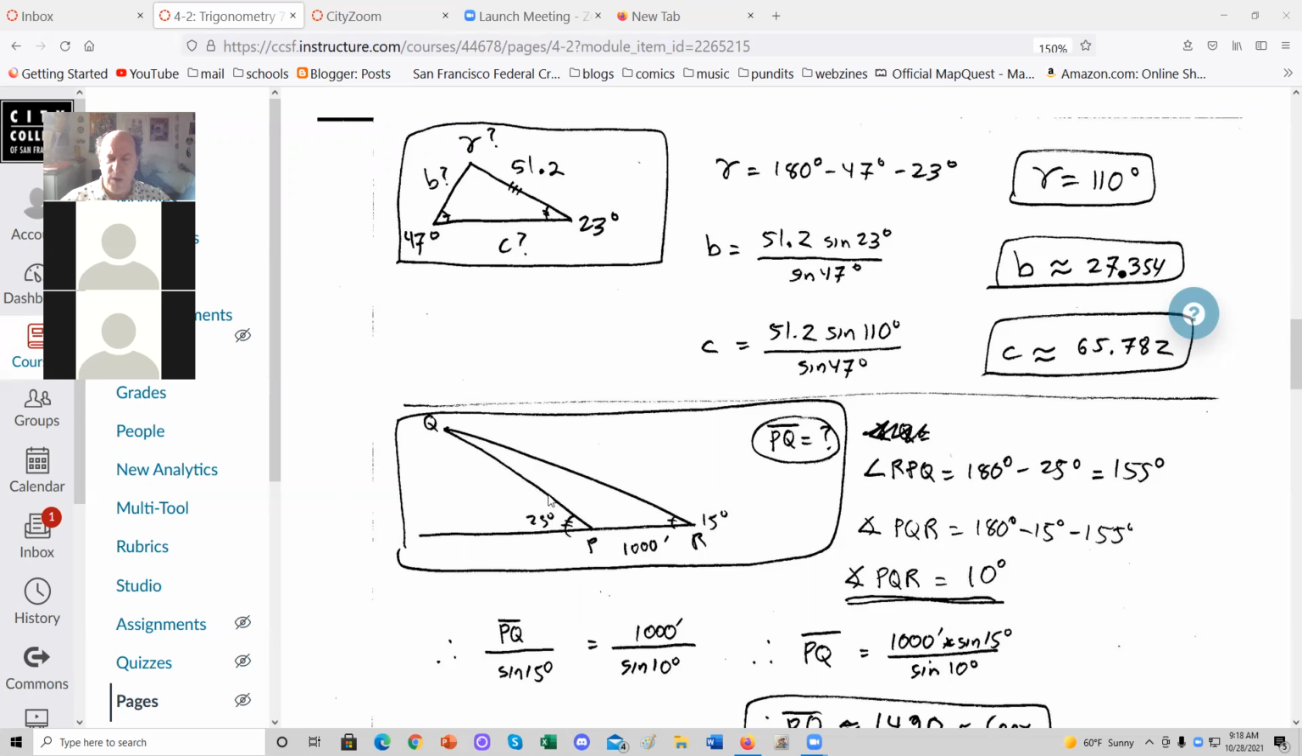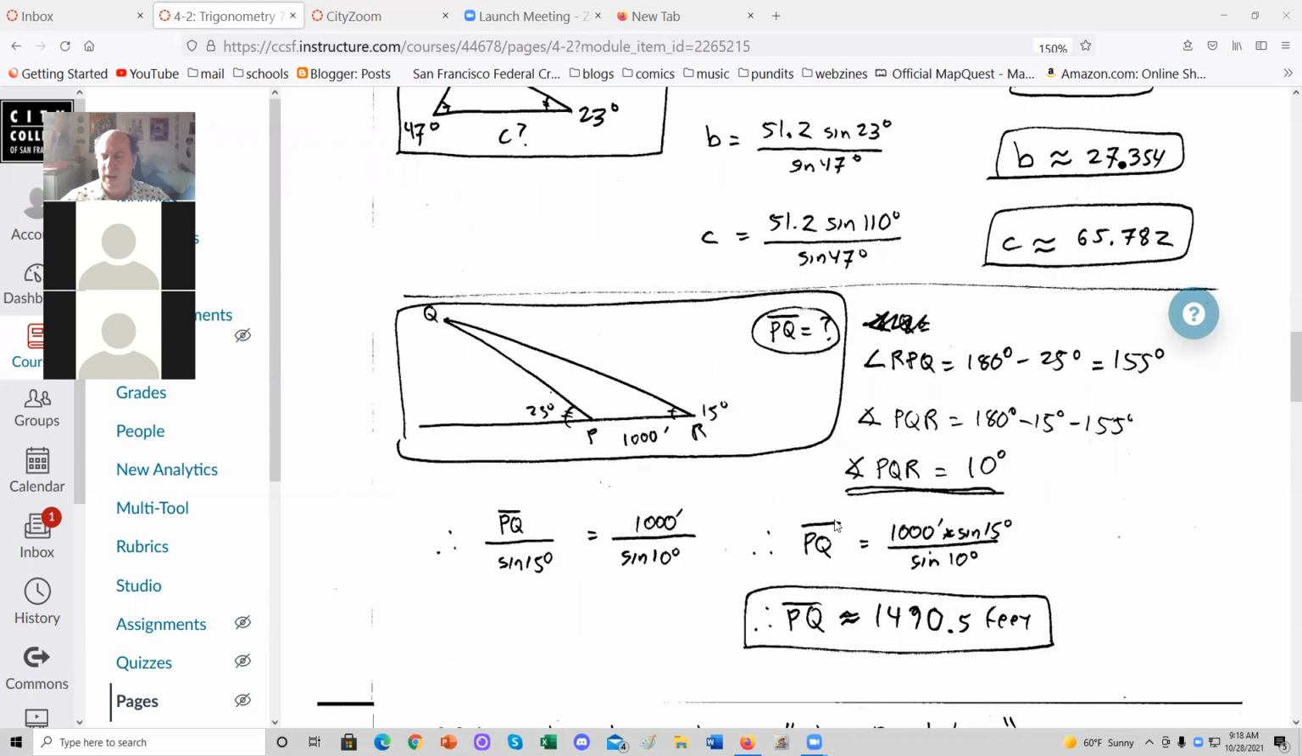PQ over sine of the opposite angle, 15 degrees, equals 1,000 over sine of the opposite angle, 10 degrees. Here, PQ over sine 15 equals 110 feet over sine 10. Transpose the 15, so you get PQ equals 110 feet, sine 15 degrees over sine 10 degrees. After a bit of calculation, that's 1490.5 feet. I go to one decimal place, so that's really excessive accuracy, given we only have this down to unit accuracy, but let that be.